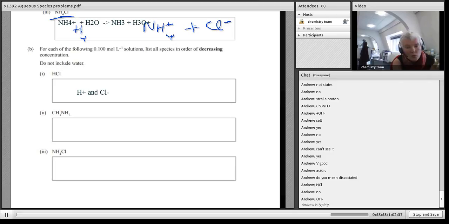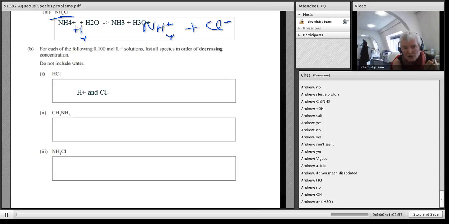And that's always going to be there. So you do need to include that as well. So when we have HCl and water and they tell you to ignore the water, they just mean ignore the H2O. Don't ignore anything that comes from the water. So you will need to say then that the H plus is going to be much more than the OH minus.